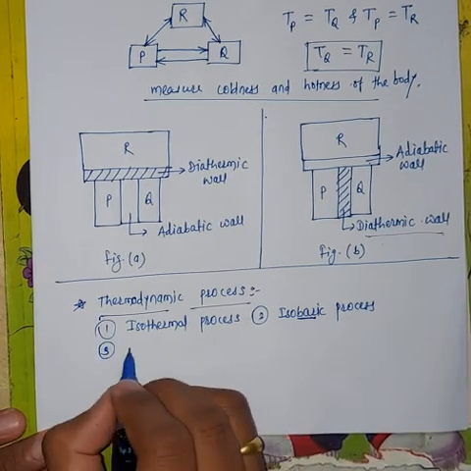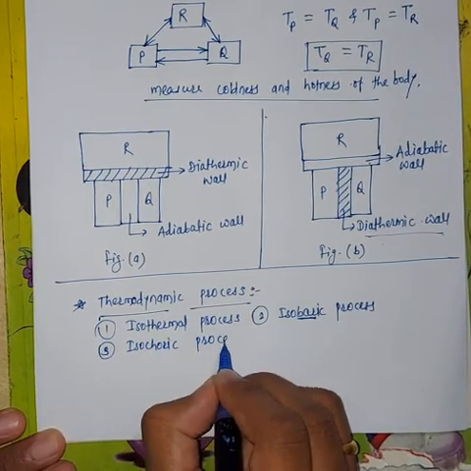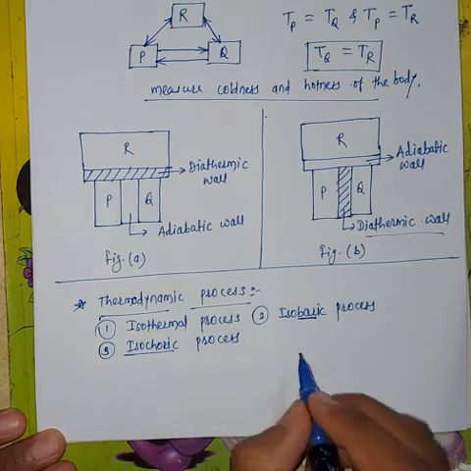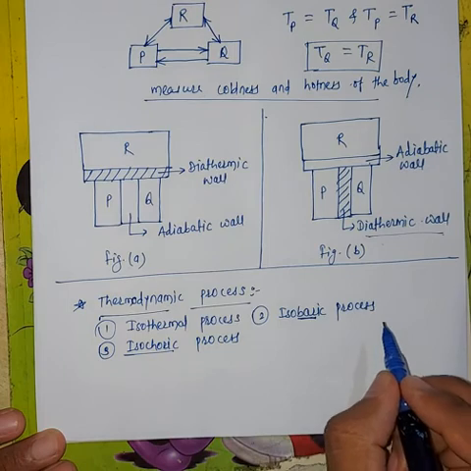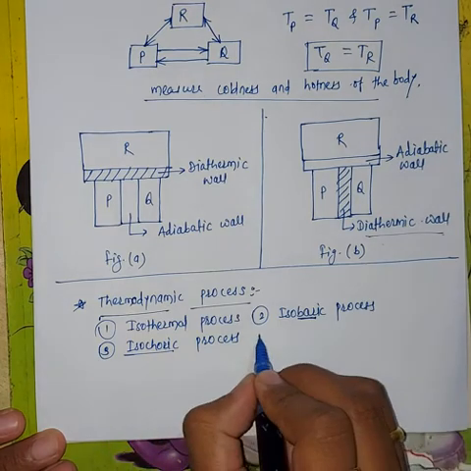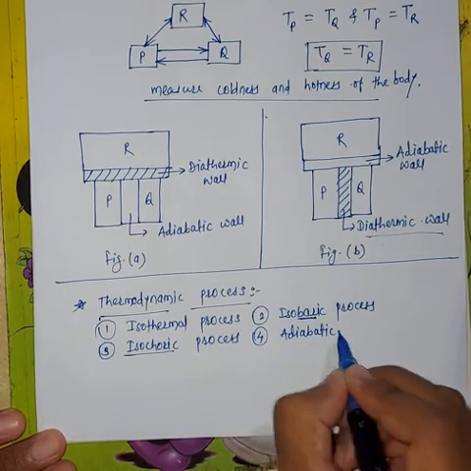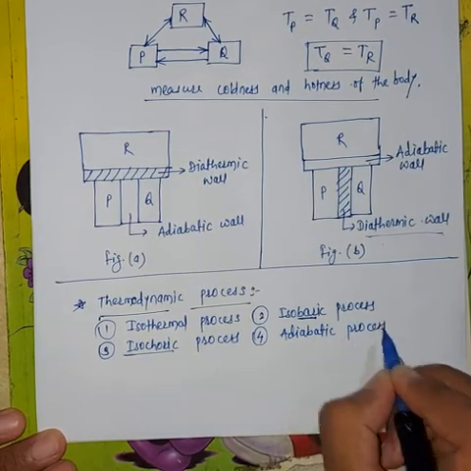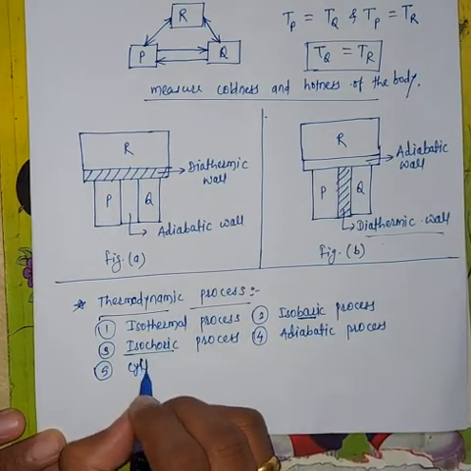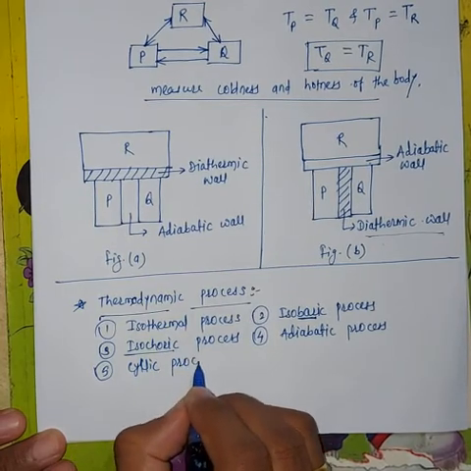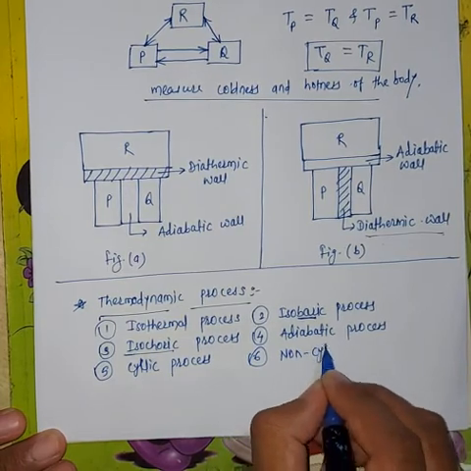Then third, isochoric process. Here isochoric is related to volume, that isothermal is related to temperature, isobaric is related to pressure, and isochoric is related to volume. The fourth process is nothing but your adiabatic. This is adiabatic process, that will be changes suddenly. And fifth one is the cyclic process, and the last one is non-cyclic process.